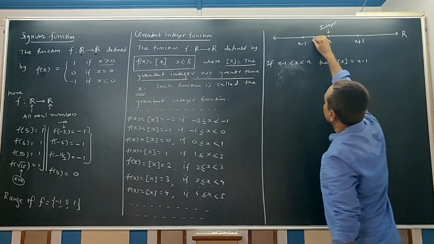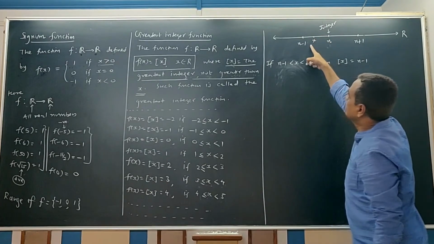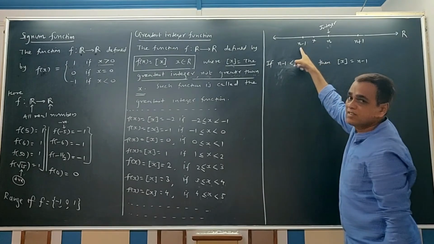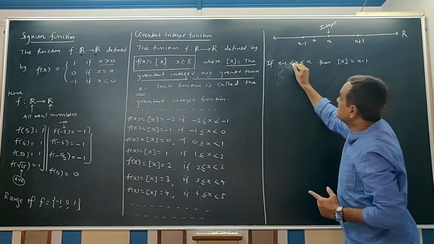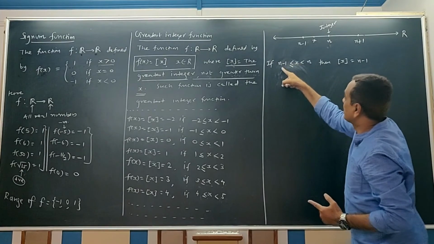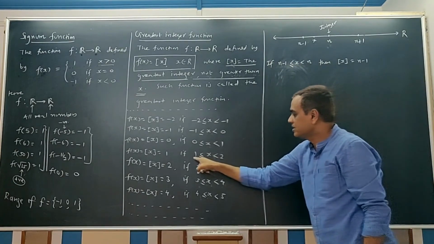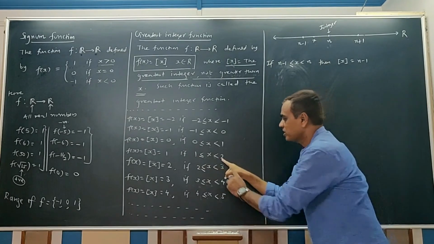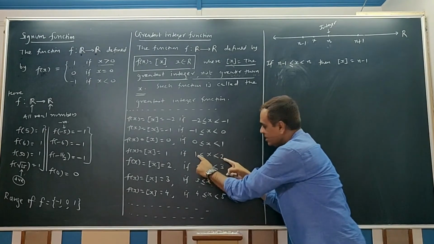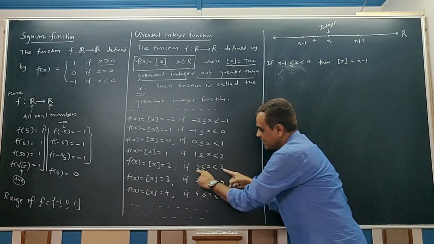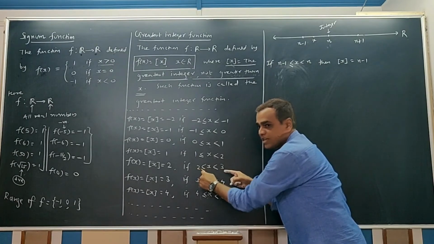If x is any number from this interval, then its box value is the left-side integer. And if x is the integer n minus 1, then its value is also n minus 1. This is n, so this is n minus 1. This number is n, this is n minus 1. So here we give the sign of equality.